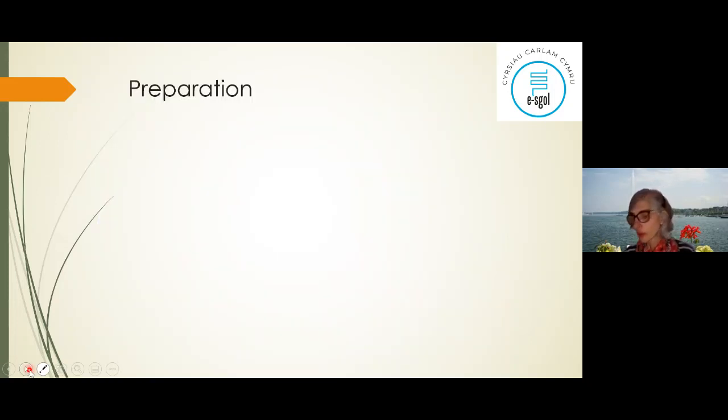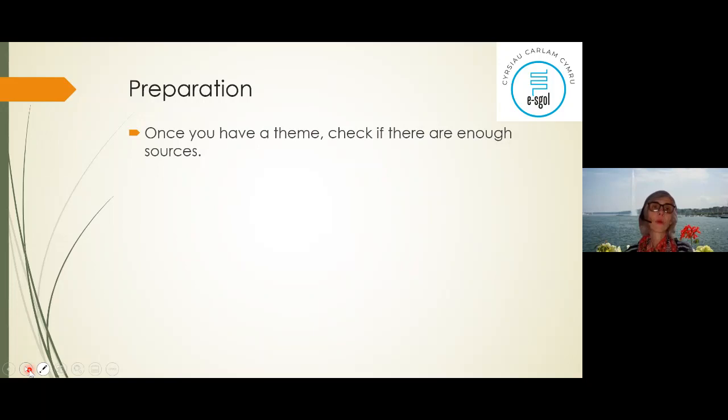So now the preparation of your oral. When you have your theme, now check if there are enough sources. So that's the thing. You could be interested in a theme, but if you don't find enough sources, don't do it. Choose something else. You need support for your oral. So find something with enough sources.